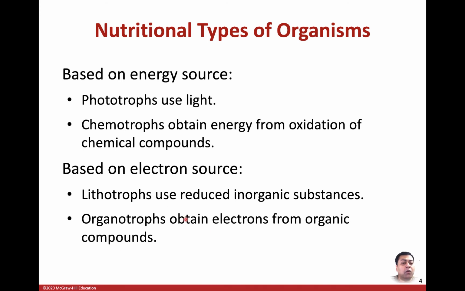On the other hand, the organotrophs obtain the electrons from organic compounds, meaning one organic compound which is already also in the reduced form is going to deliver the electrons to another material which the organotrophs are fixing or reducing, whereas this organic compound from where the electrons are obtained is going to be oxidized. So this is the overall principle of the nutritional types of the microorganism.